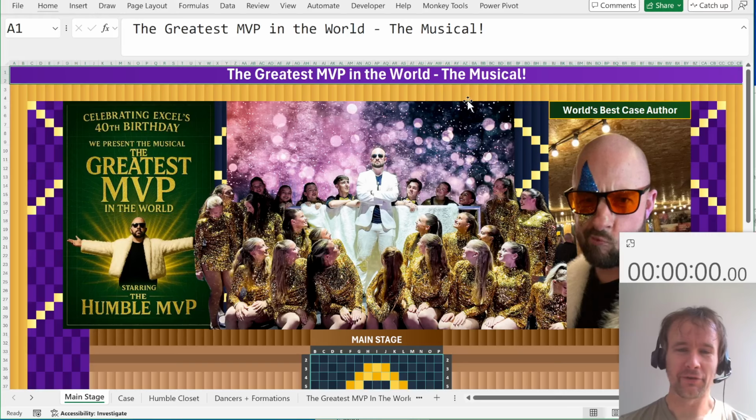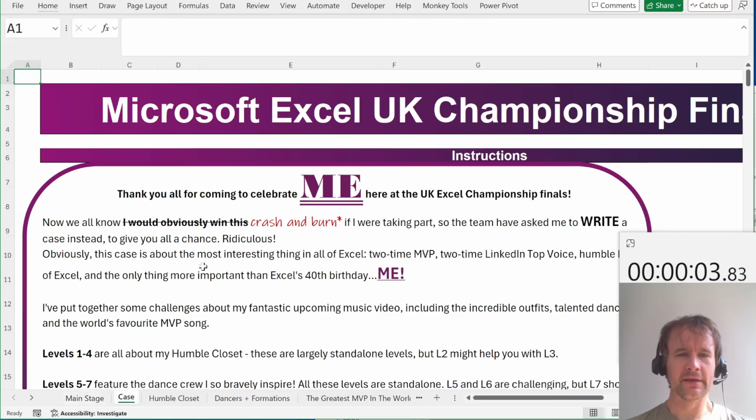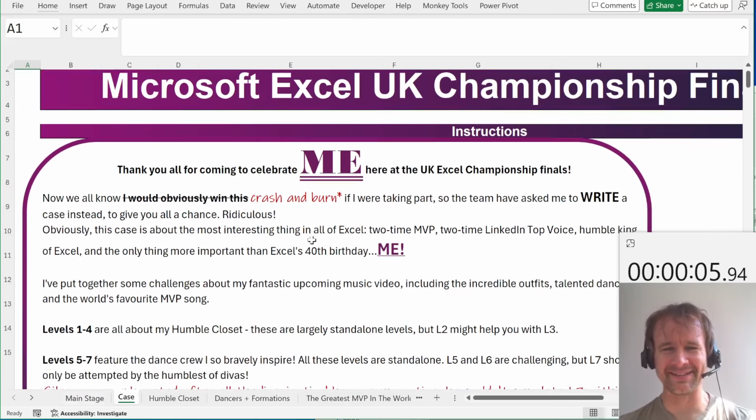This cover page is all I know about it so far, except for one other thing. When I saw that the case author lineup was Giles and the two Harrys, I thought Giles's case would be the easy one, but actually the scores suggest that Giles's case was pretty darn hard. So, I don't know. Let's see what I can get done in 30 minutes. Let's get going. Thank you all for coming to celebrate me.